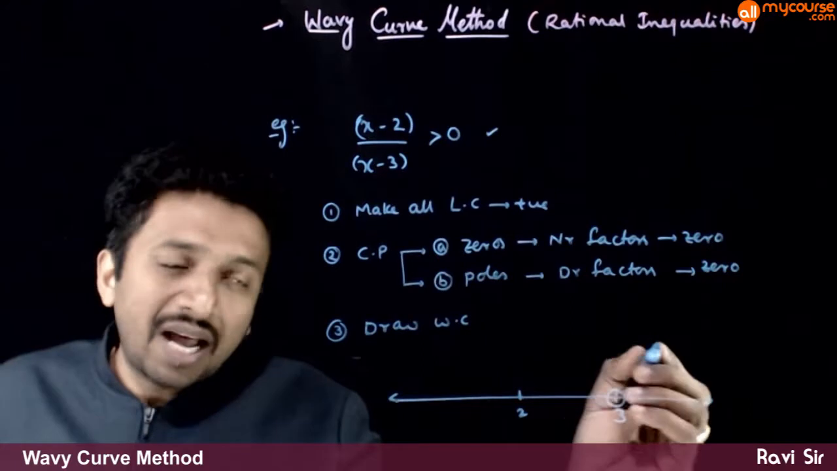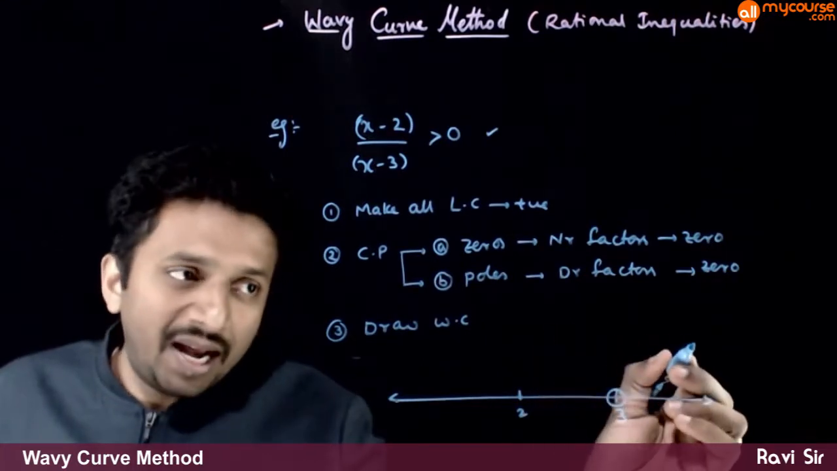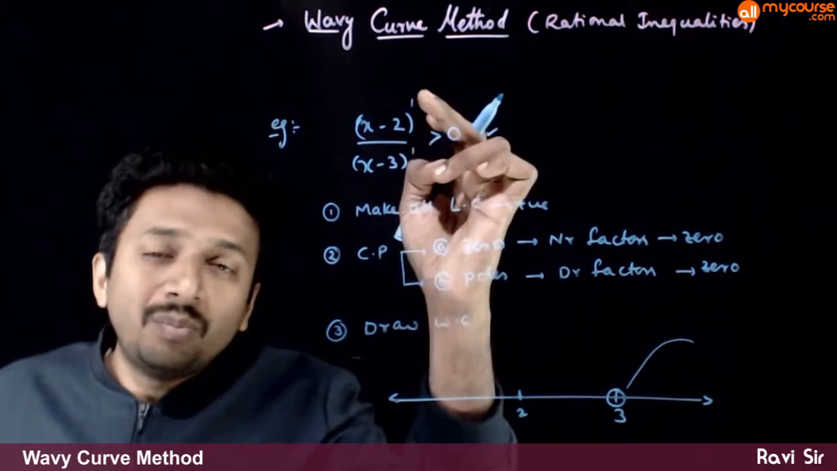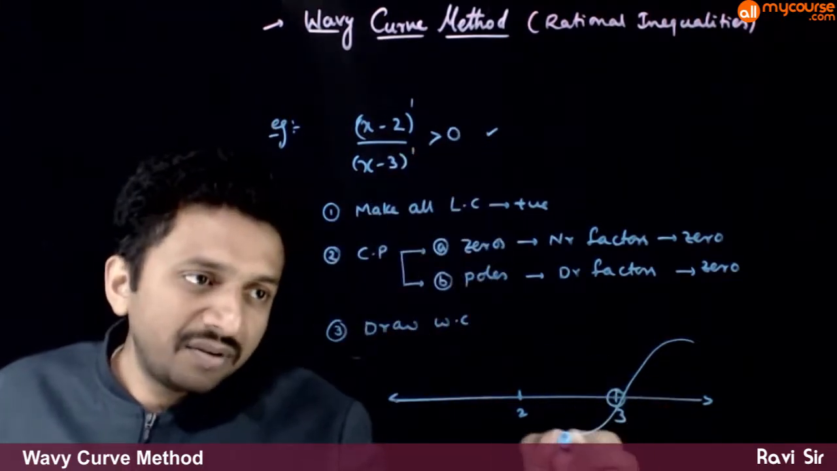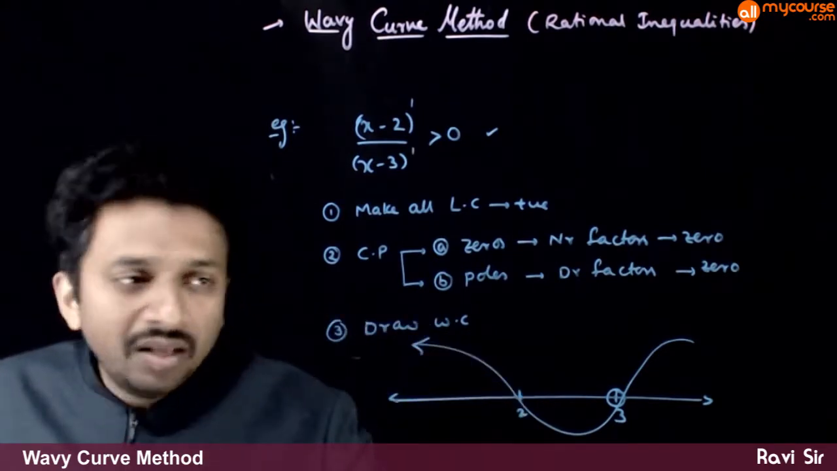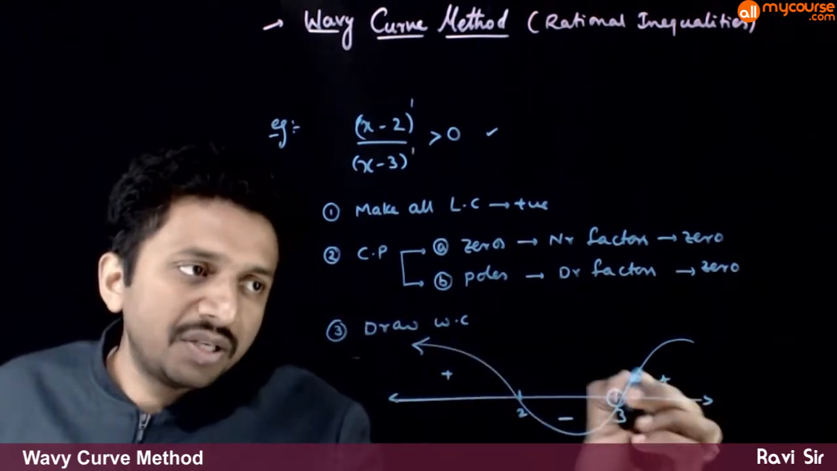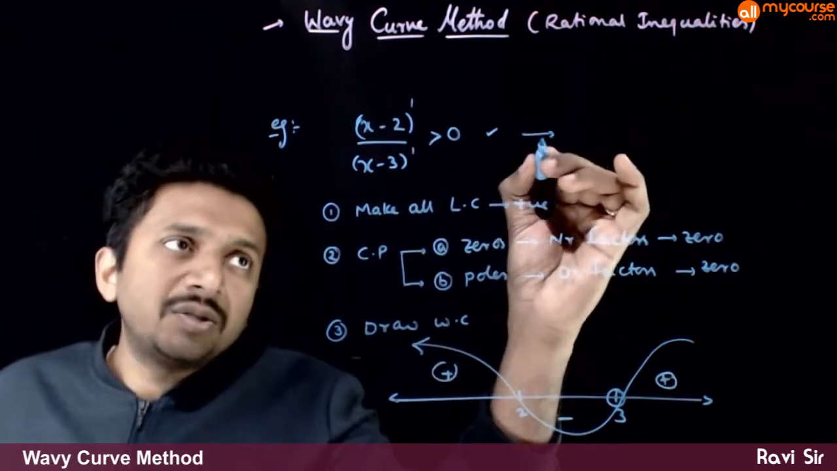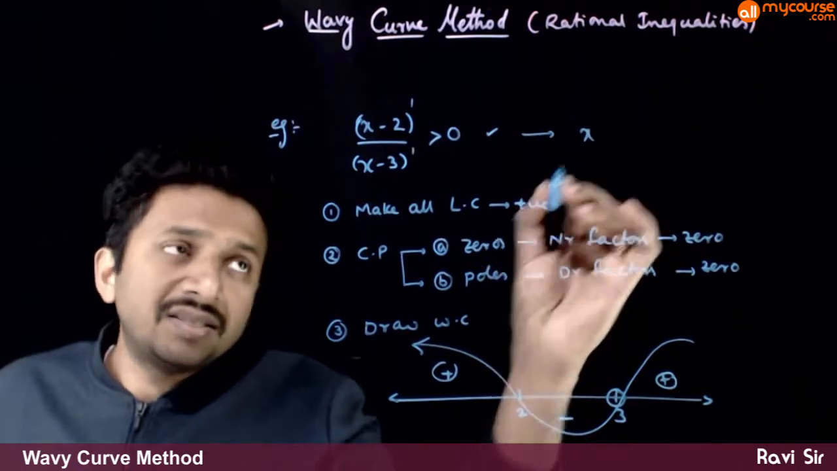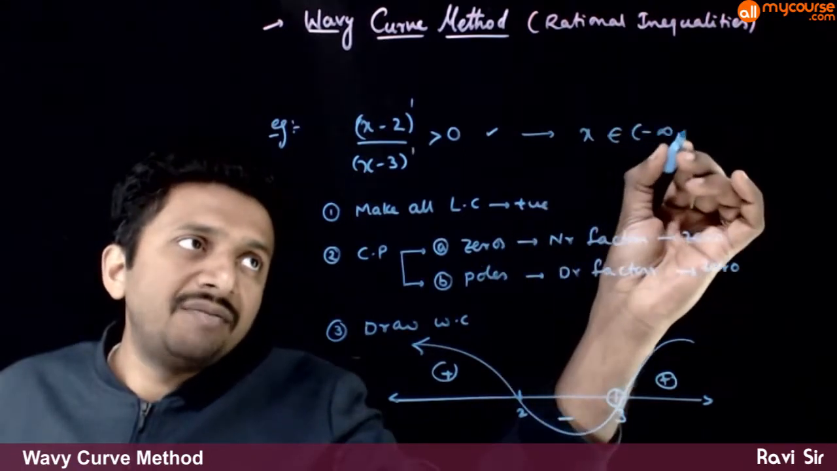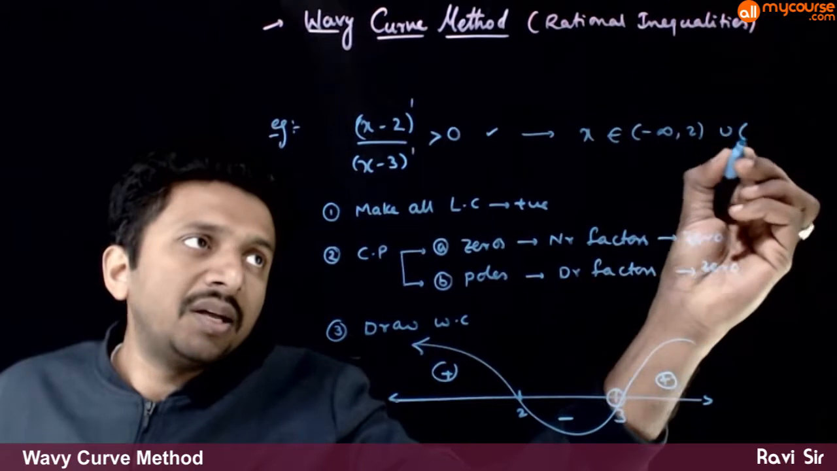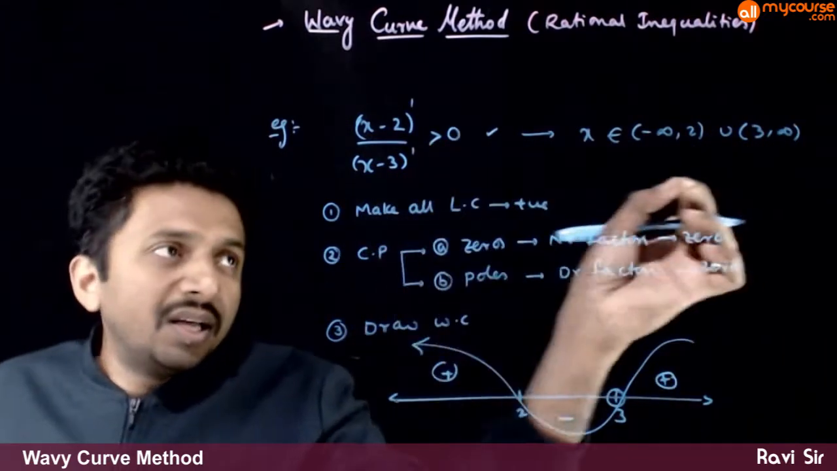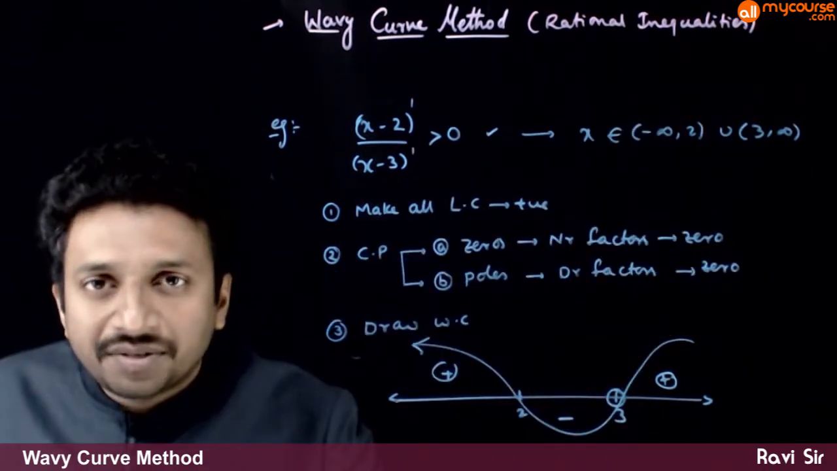That is, we start above the x-axis and we change sign depending on whether the power is even or odd. Both the powers are odd, that means you have a sign change. So it is positive here, negative here, positive here. I want my expression to be positive. That means the solution is x belonging to (minus infinity, 2) union (3, infinity). There is no equality here, hence we have open intervals.